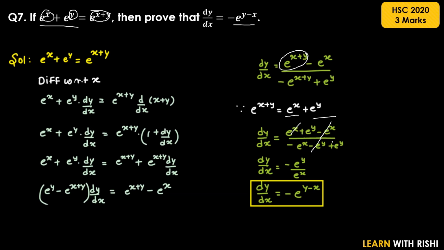Here minus e raised to y plus e raised to y get cancelled. So the answer becomes minus e raised to y upon e raised to x. And using the indices property, we can write minus e raised to y minus x. This is what we have to prove.